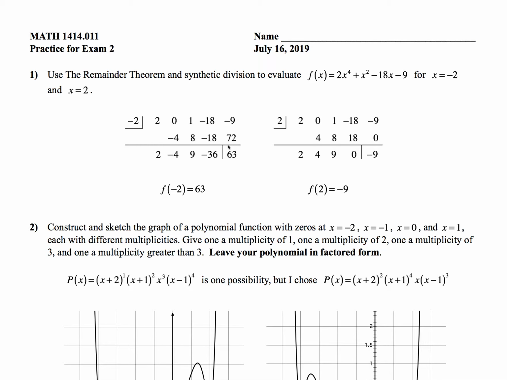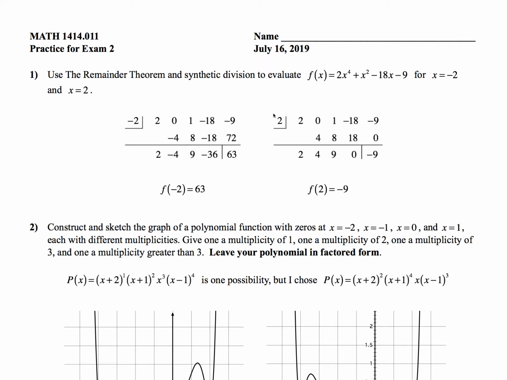And whatever value ends up here at the end of our synthetic division is the value of the function at this independent variable value. So the value of the function at -2 is 63. Now for the second one, we do all the same things, except we have +2 here instead of -2.